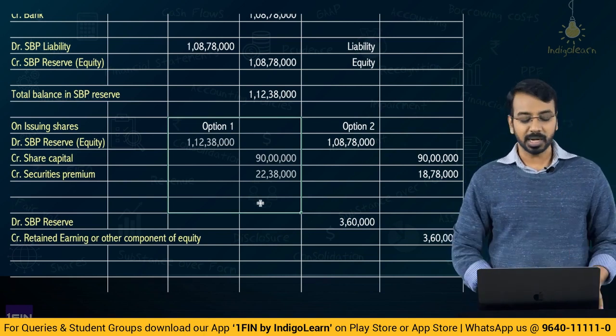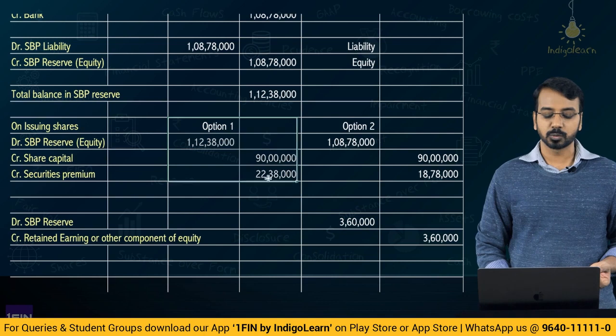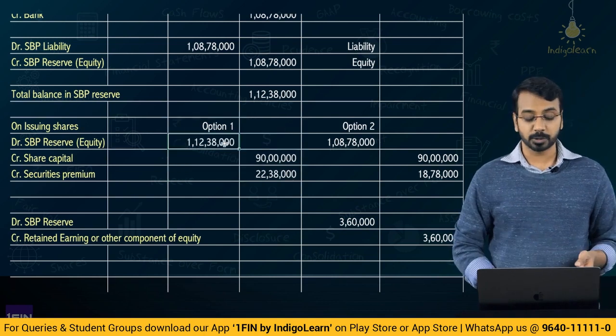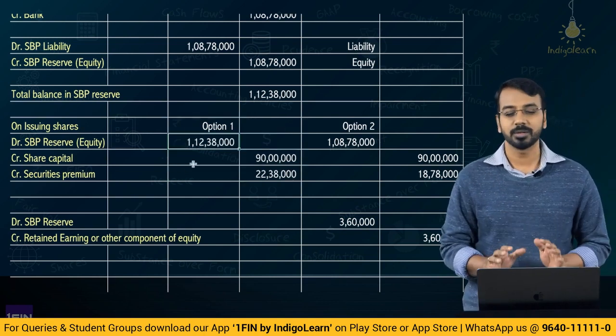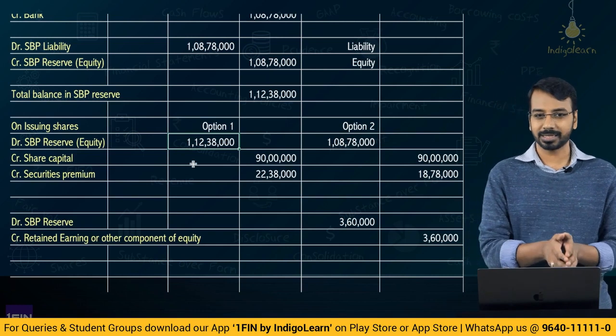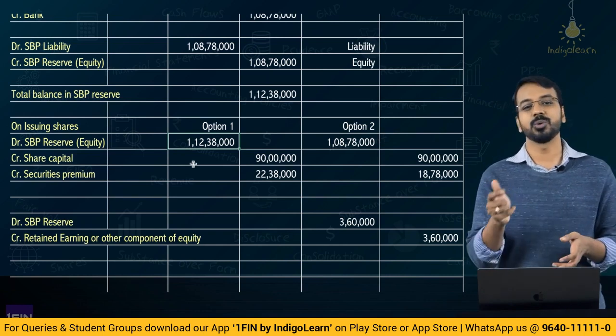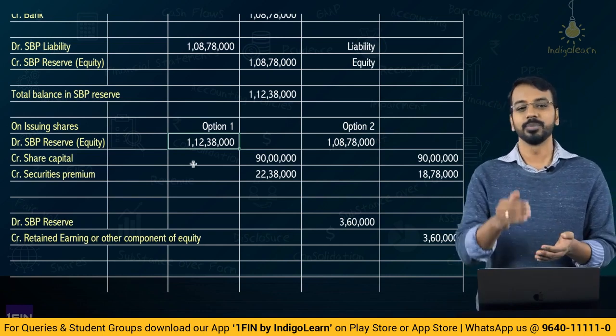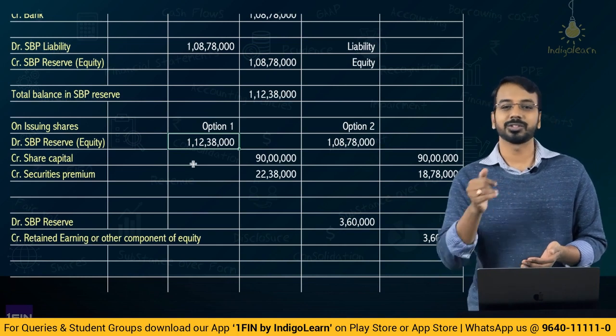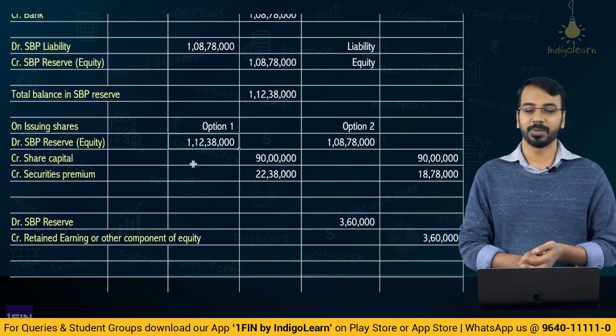If you ask me, option 1 looks more logical because this is the amount of expense, this 1,12,38,000, that is the total expense that you have recognized. So against that you are issuing shares, that should be the value at which you should be recording the share capital and securities premium, right?